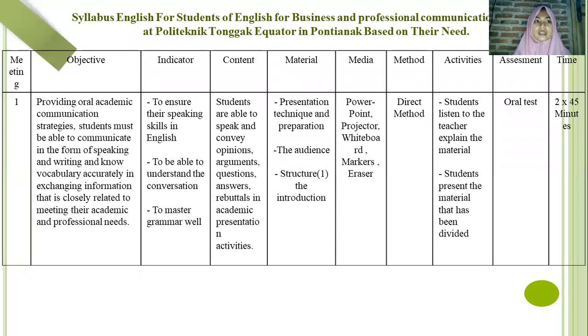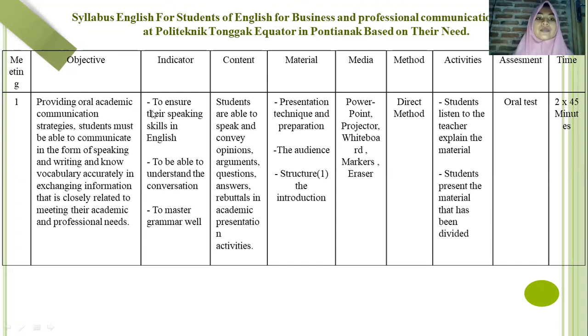And this is a syllabus that I made for students of English for Business and Professional Communication at Polytechnic Tonggak Equator in Pontianak, based on their needs. This is just one meeting. The objective is providing oral academic communication strategies. Students must be able to communicate in the form of speaking and writing and know vocabulary accurately in exchanging information that is closely related to meeting their academic and professional needs.